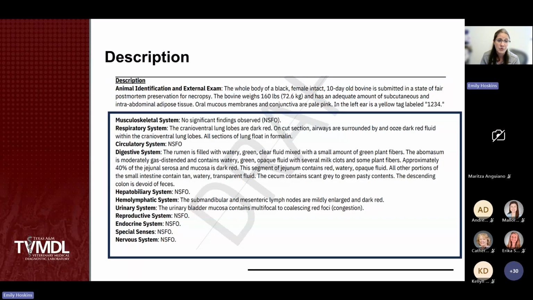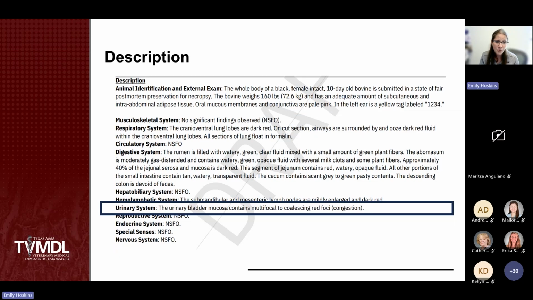Then the description is going to go through each of the systems individually and provide a description for each of those systems. And what I want to point out is there are portions of the description that are in parentheses. And this is actually really important because this is differentiating what is objective information in the description versus what is subjective or what is interpretation.